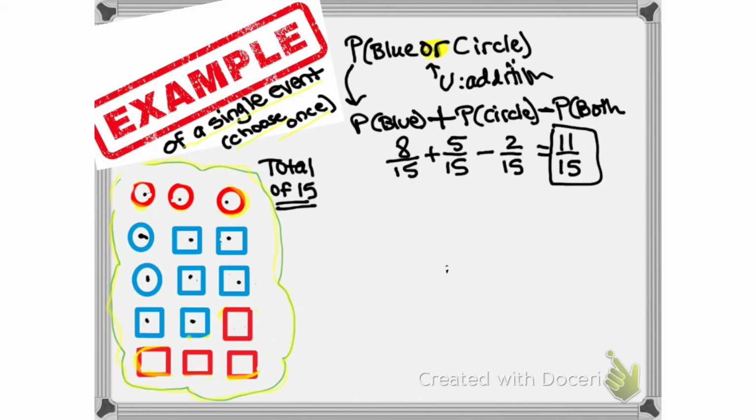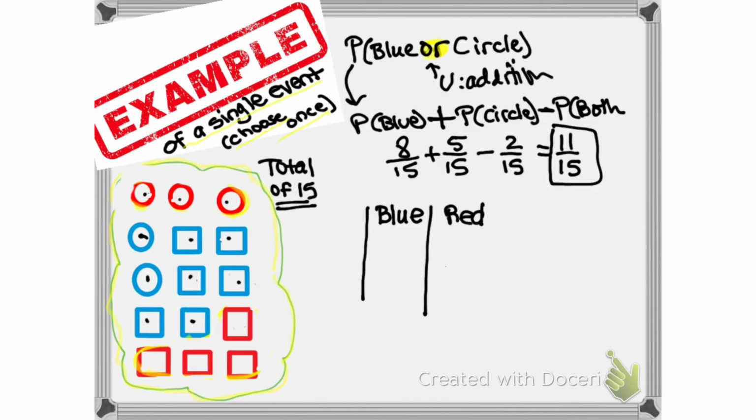Just so you know, another way to consider this is to go through each and every one and look at them. Like look at this first one here and go, hey, are you a blue or are you a circle? Well, not blue, but you are a circle, so I can count you. I can count this one because you're at least a circle. And then all of these that are blue get counted because it's either blue or a circle, so I'm going to count those. And all these that are red or not circles don't get counted. So altogether, that becomes 11 out of 15. So that's the other way to look at it.